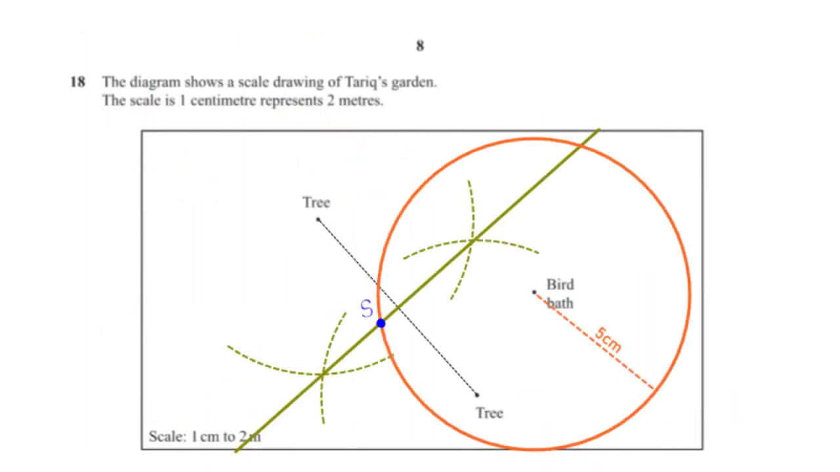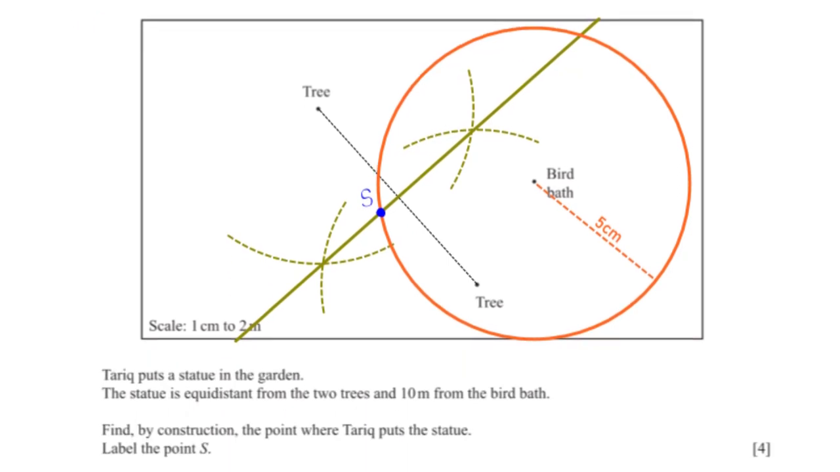The diagram shows a scale drawing of Tariq's garden. The scale is 1 centimeter represents 2 meters. Tariq puts a statue in the garden. The statue is equidistant from the two trees and 10 meters from the bird bath. Find by construction the point where Tariq puts the statue. Label the point S. Okay, so there are two conditions for which Tariq puts his statue in his garden.